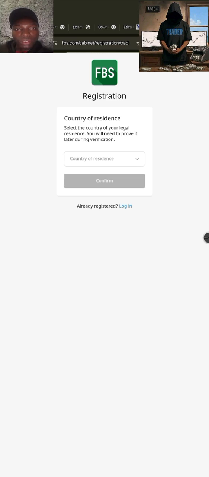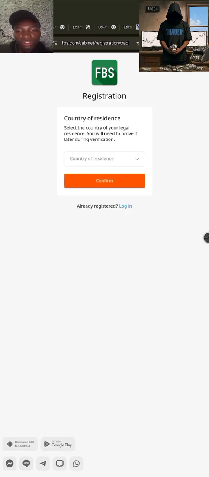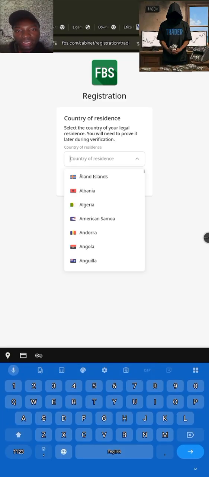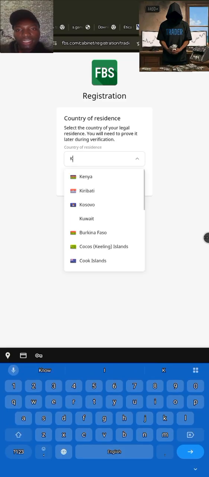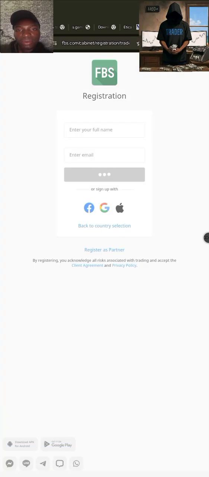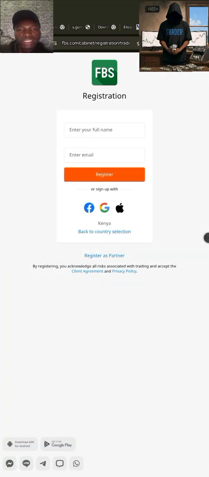Hapa gojea kwanza irudi kidogo, just for a few minutes. Country of residence, unaandika country yako ile umetoka, ama country yetu ni Kenya, unaandika Kenya, unaweka okay. Hautahitaji kuweka details mingi hapo, utapiga hapo just for Google, ijipeleke kwa email, just click your email.